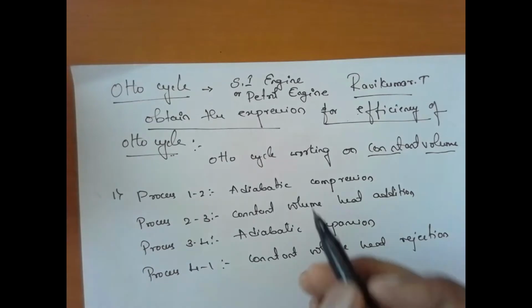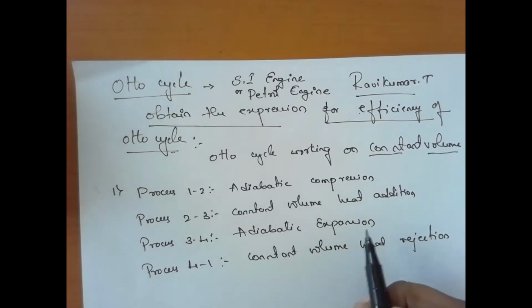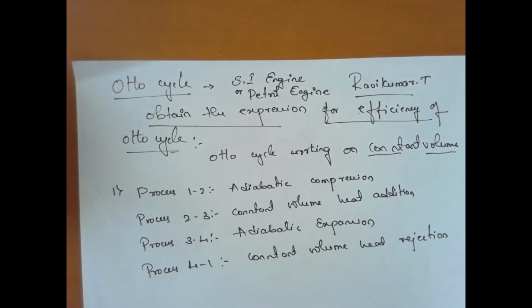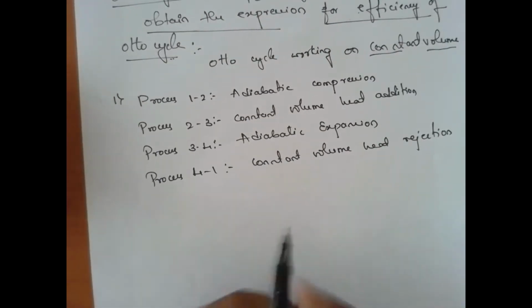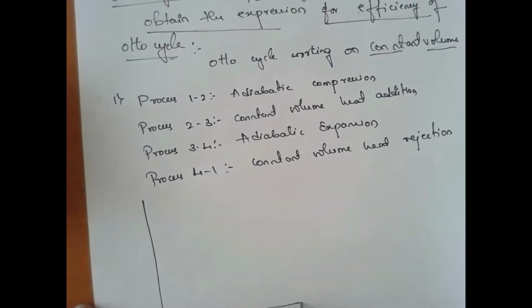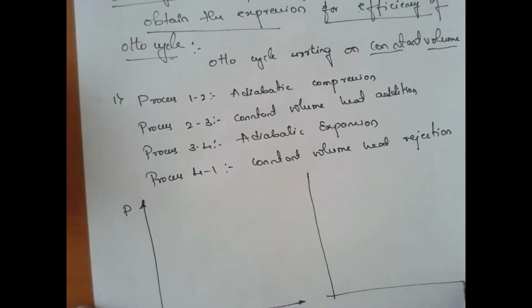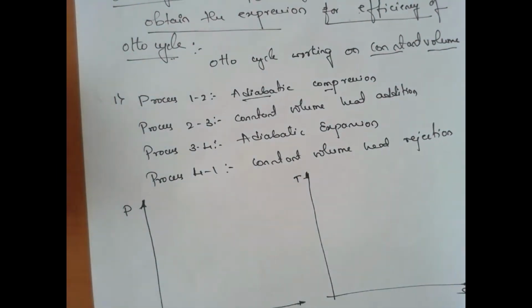So the first one is adiabatic compression, the second is constant volume heat addition, the third is adiabatic expansion, and the fourth is constant volume heat rejection. Now let us write the PV and TS diagrams for the Otto cycle. This is PV, and then we'll take the TS diagram. The first process is adiabatic compression, which is 1 to 2.